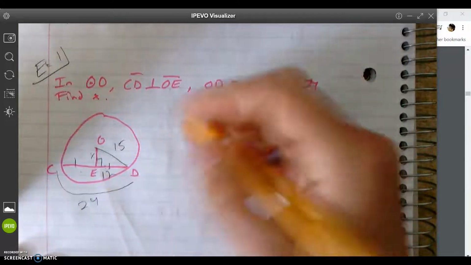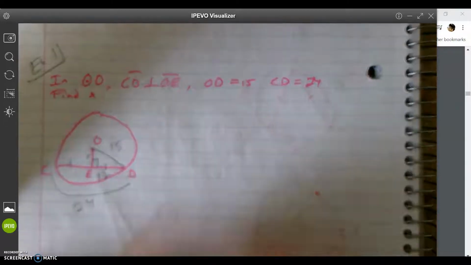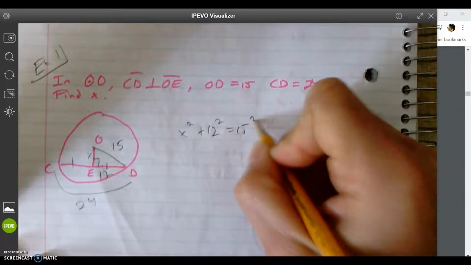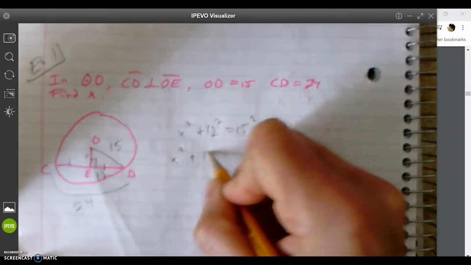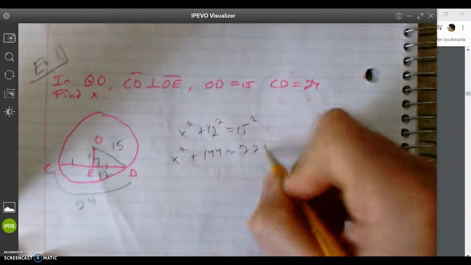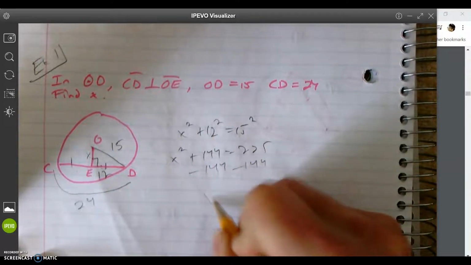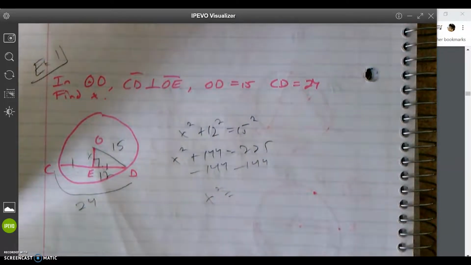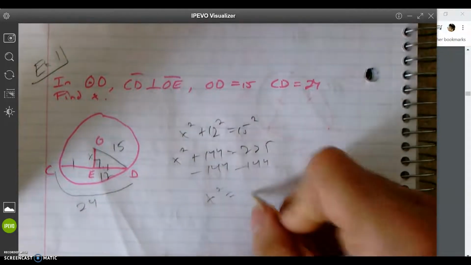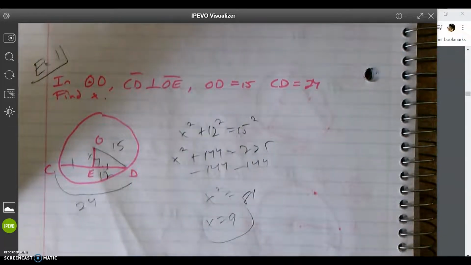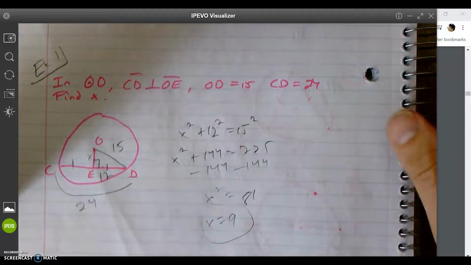And I see a right triangle. Cool. So I'm going to use the Pythagorean theorem. X squared plus 12 squared equals 15 squared. X squared plus 144 equals 225, minus 144, minus 144. X squared equals 225 minus 144, which is 81. X equals 9. We got it. X equals 9. Cool. You can always pause the video and go over it again if you need.